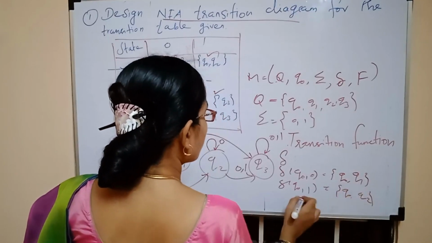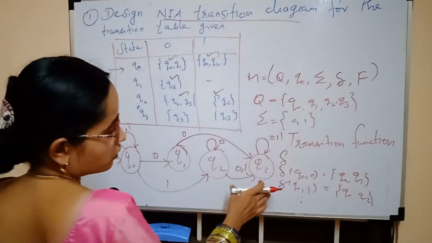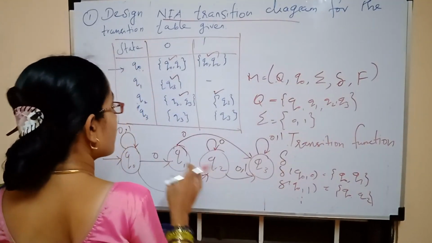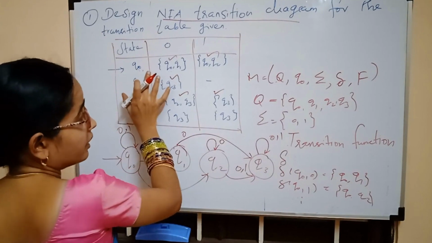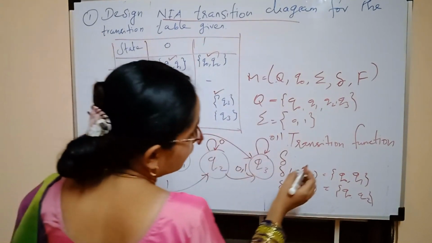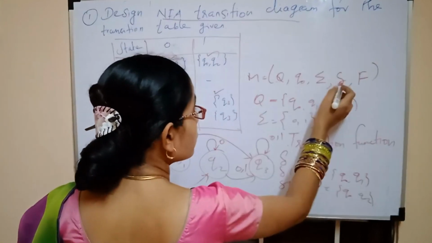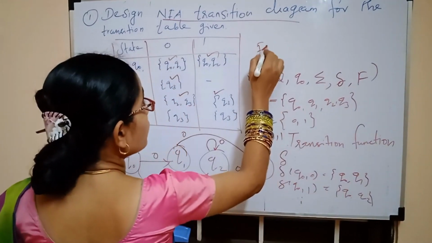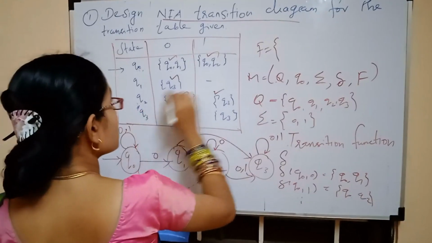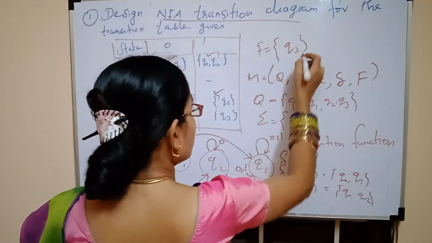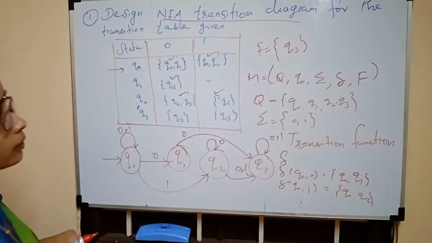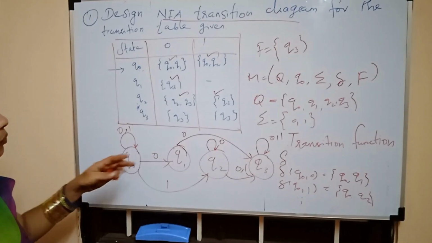Likewise you can write it for every state. There is no need to write all of it because the data is already given in the table itself. And then you have the final states F. What is the final state here? Q3 is the final state. And this is the diagram. This is how you have to present it.